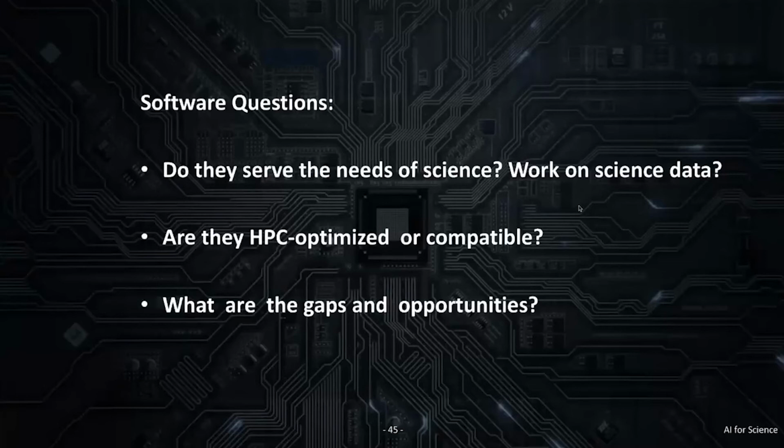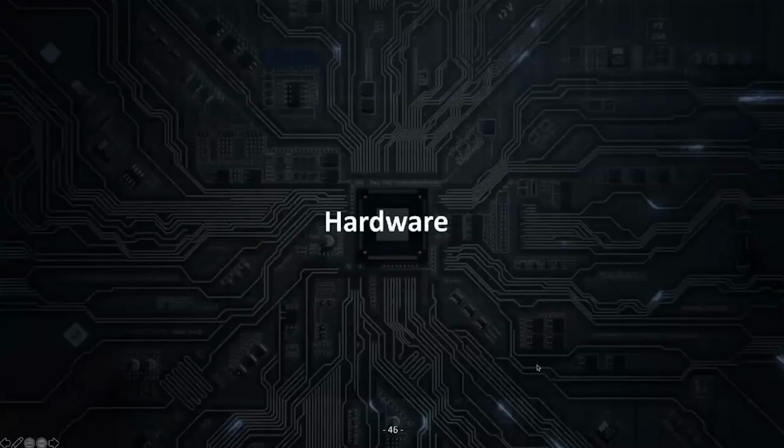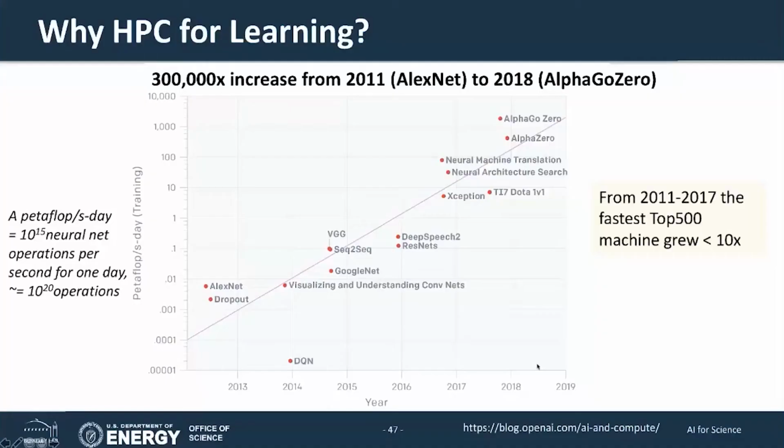And what are the gaps and opportunities? I think there are gaps in places where tools that are being developed for commercial applications of AI and machine learning really may need to be augmented, or even new tools will need to be written for scientific problems. So what about hardware? Well, I'll go back to this issue of looking at AlphaGo Zero, and this is a graph that probably many of you have seen, looking at the computational requirements and the increase from AlexNet in 2011 to AlphaGo Zero in 2018. So this is solving a different problem, and doing it now.